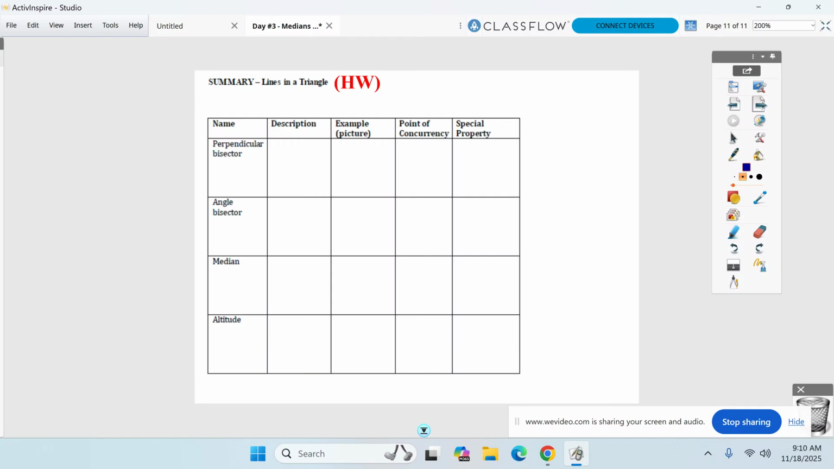So perpendicular bisector, your best description of what it does. Well, it definitely forms a right angle, right? Forms a right angle. And what else? What does bisector mean? Forms a right angle and cuts a side into two congruent parts.